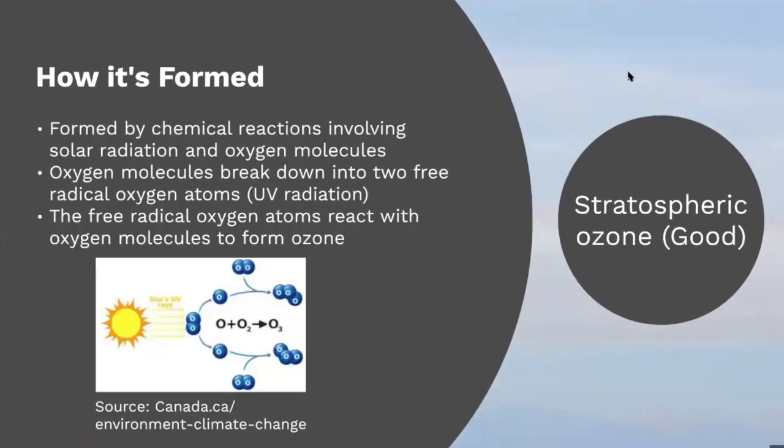Okay, so first let's talk about stratospheric ozone and how it is formed. Stratospheric ozone is formed by chemical reactions involving solar radiation and oxygen molecules. The oxygen molecules absorb incoming UV radiation from the sun, which allows them to break apart into 2 free radical oxygen atoms. Each of those free radical oxygen atoms are then able to react with a separate oxygen molecule to form the triatomic oxygen molecule that we know as ozone.